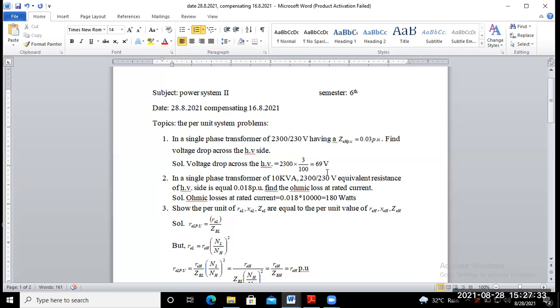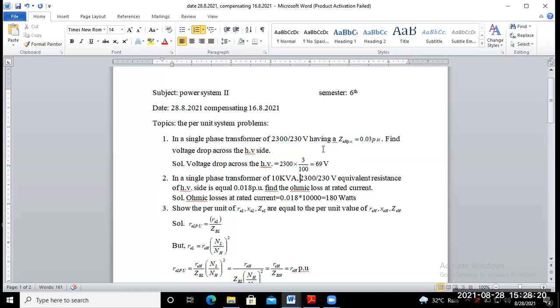So take the data given in any problem and simply find the voltage drop, either on the high voltage side or the low voltage side. If the impedance is given in per unit, then you simply multiply the per unit value of that side's impedance, that means high voltage side or low voltage side, with that side's voltage. Suppose in this problem the equivalent impedance in per unit is given, that is 0.03 per unit.